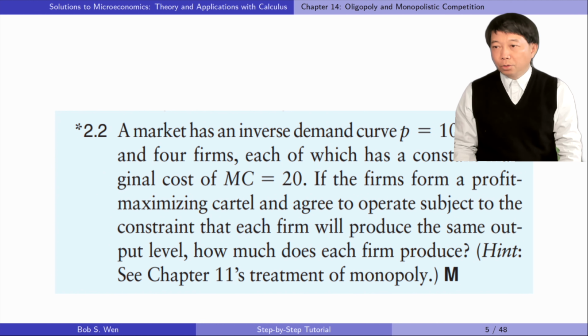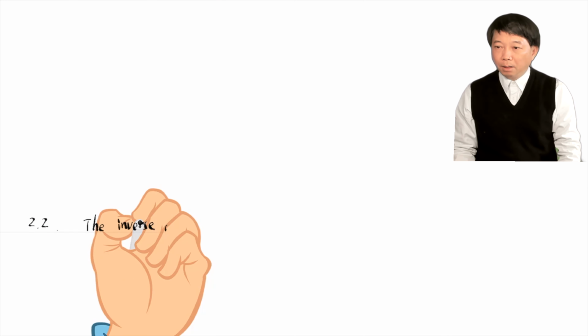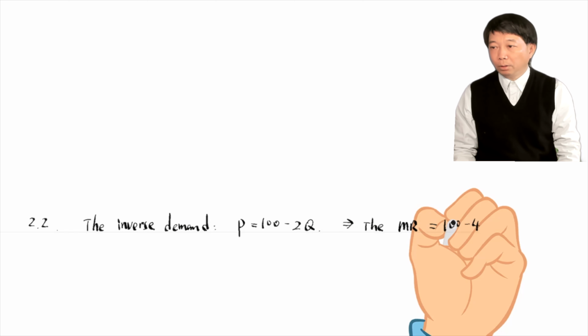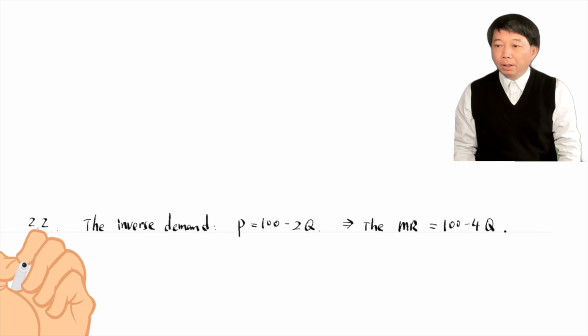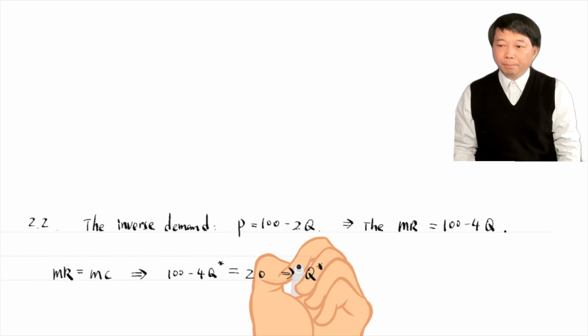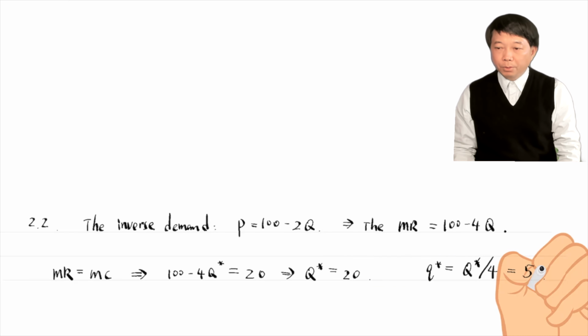If they agree to form a cartel, they operate as a monopoly. They set output where marginal revenue equals marginal cost. We can directly write down the marginal revenue function for a linear inverse demand function. Then we equate marginal revenue and marginal cost to obtain the market quantity of 20. So each firm produces 5.